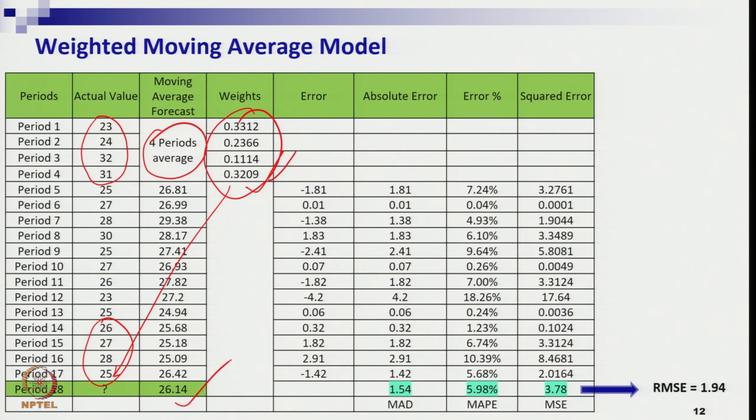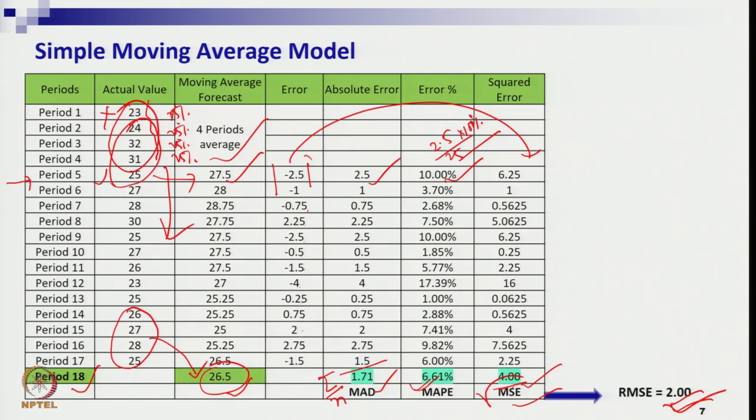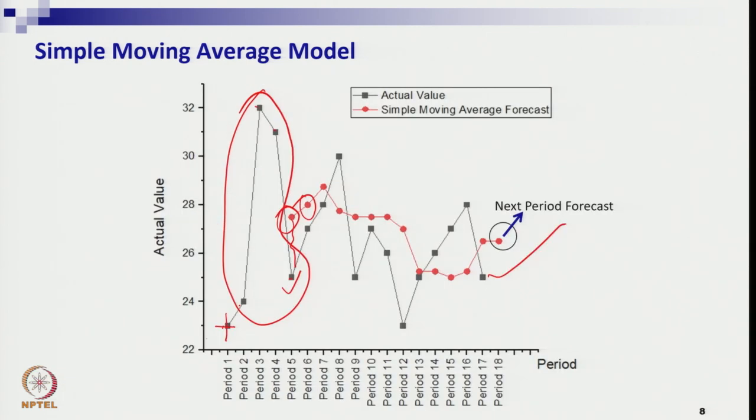Here you found forecast 26.14, but in the previous period you got 26.5, I think. Look at 26.5. So you might say that, sir, simple moving average is showing 26.5 and weighted moving average is showing some lesser value here. So which forecast should we consider? Any one you can consider.